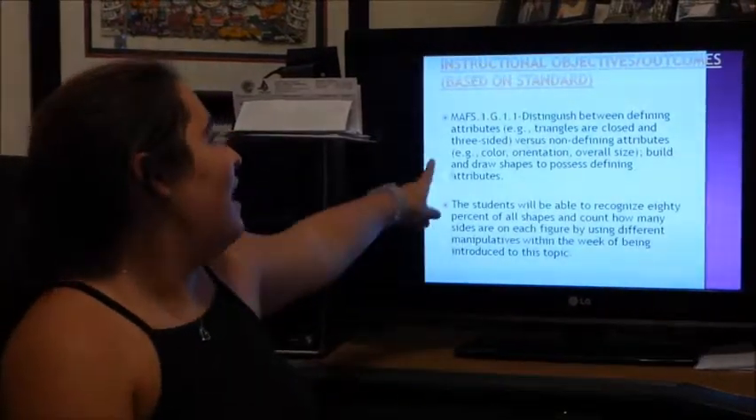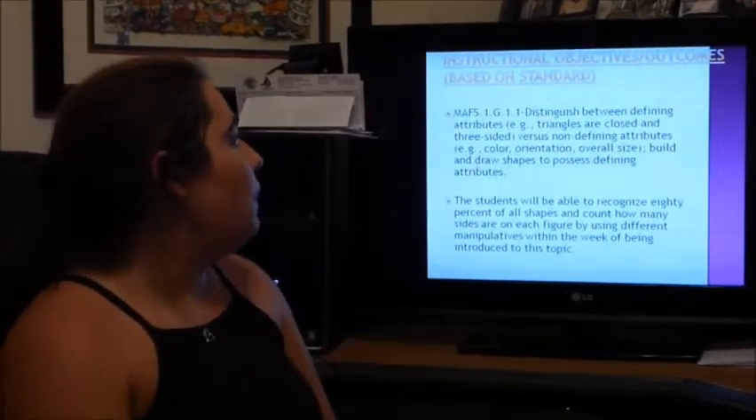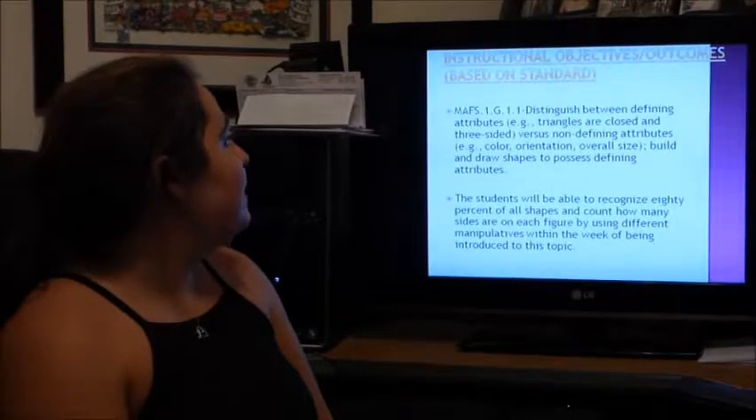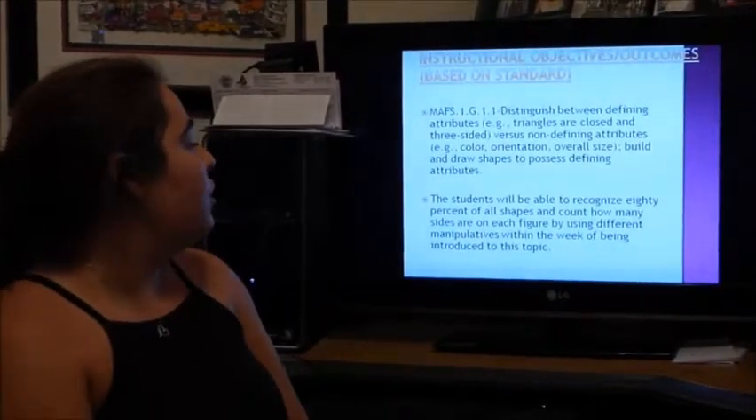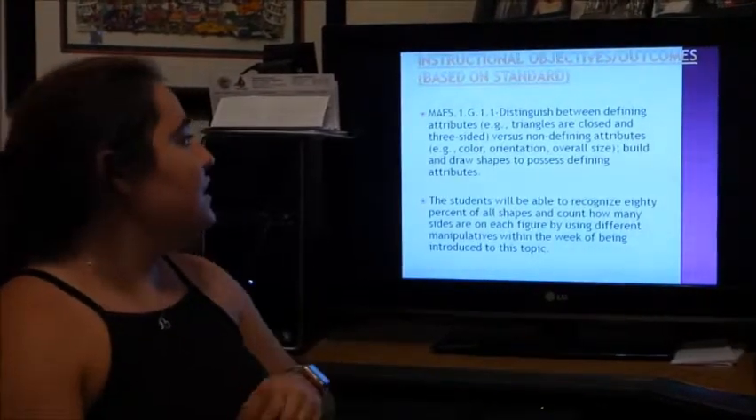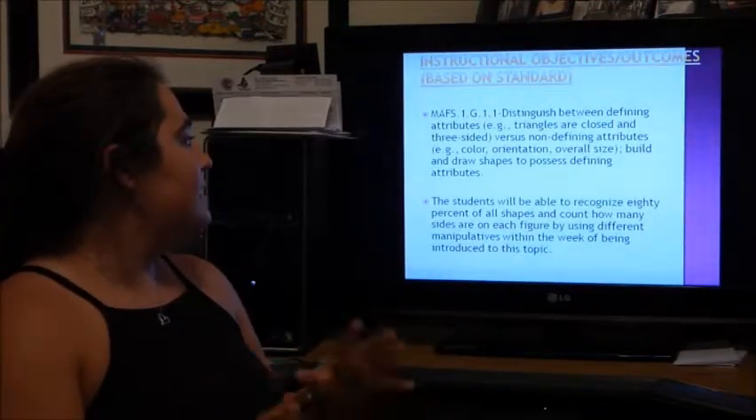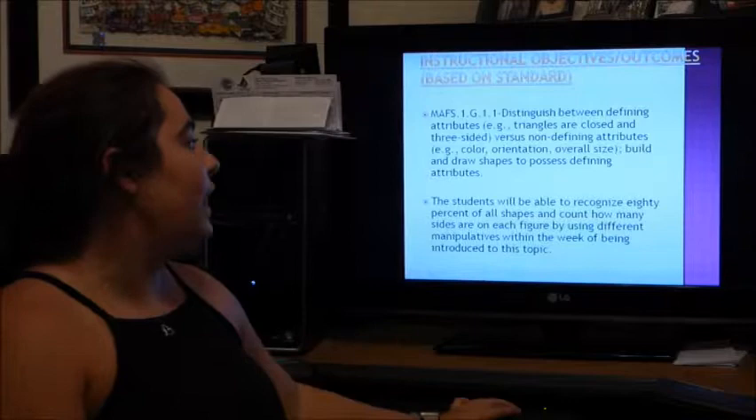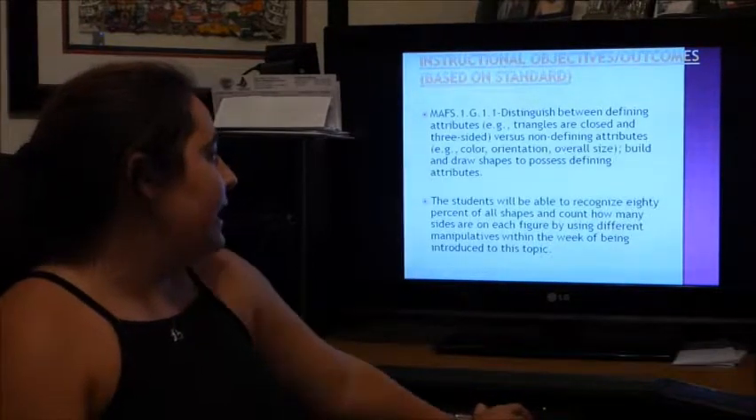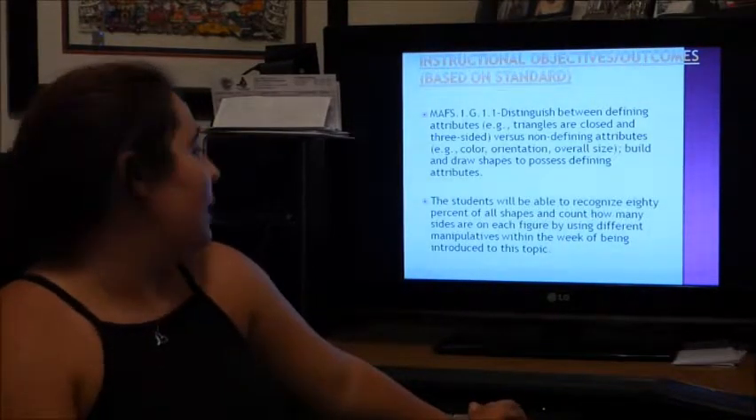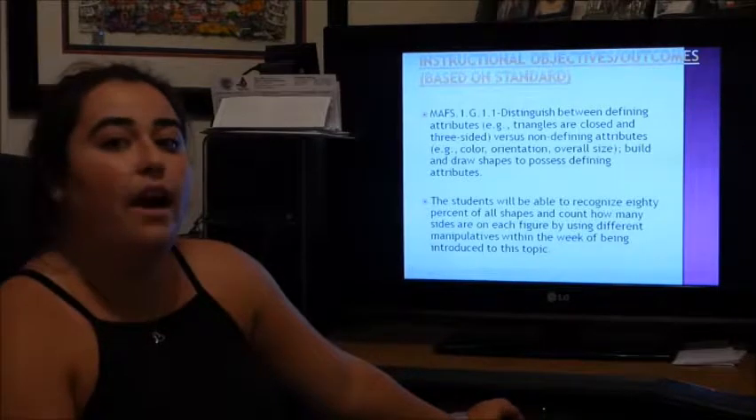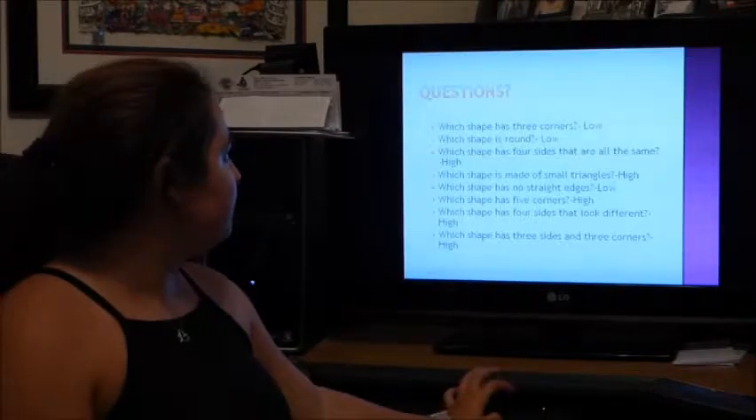This is my standard, MAFS 1G11: to distinguish between defining attributes, such as triangles being closed and three-sided, versus non-defining attributes, such as color, orientation, overall size, stuff like that. The students will be able to recognize 80% of all shapes and count how many sides are on each figure by using different manipulatives within the week of introduction of this topic.